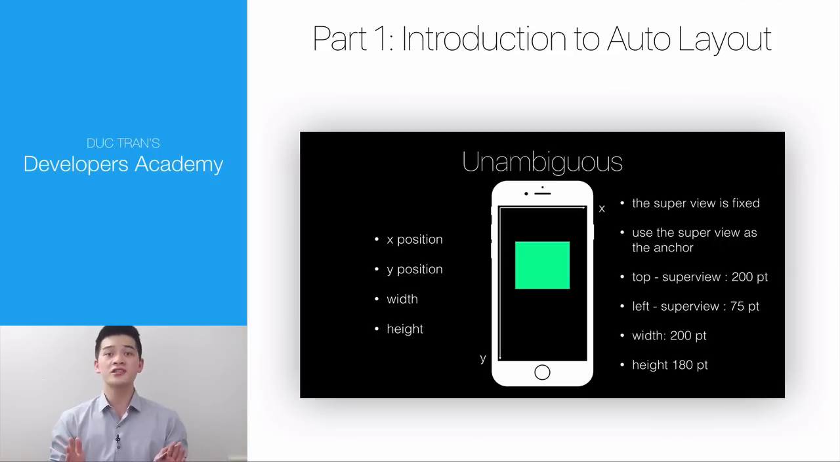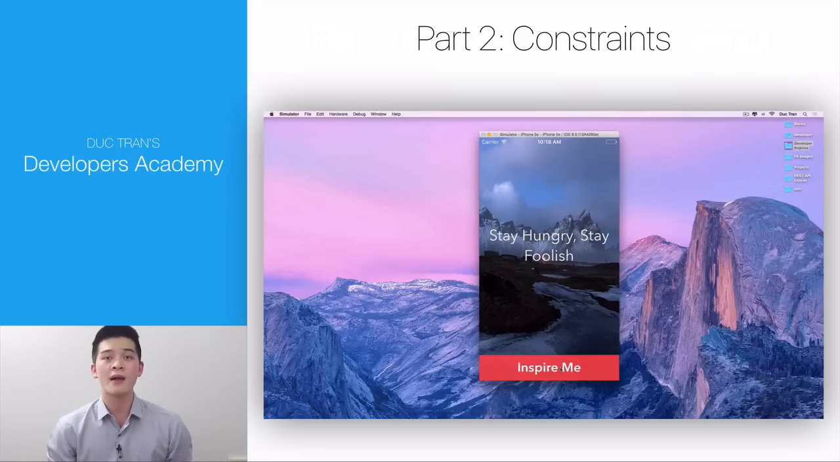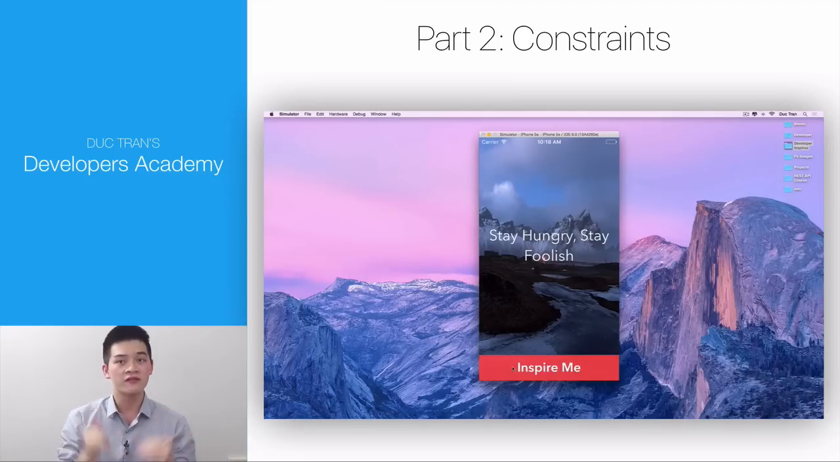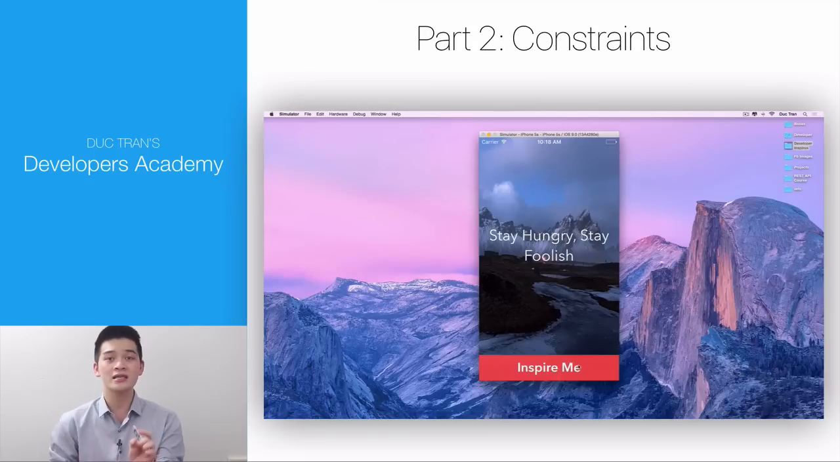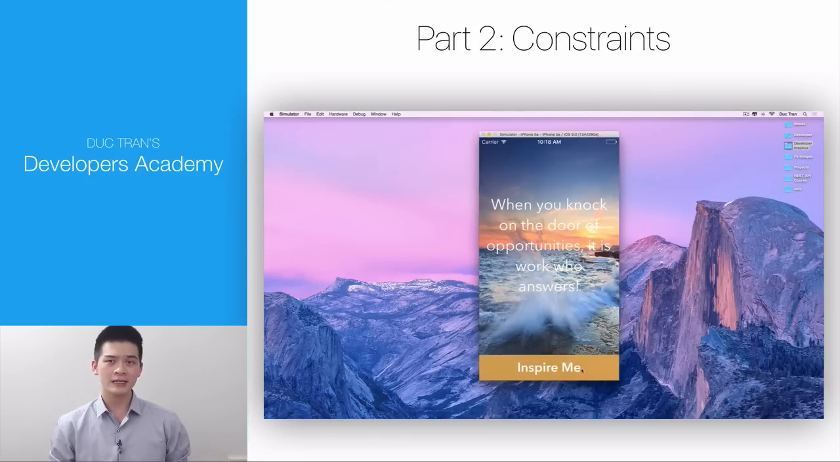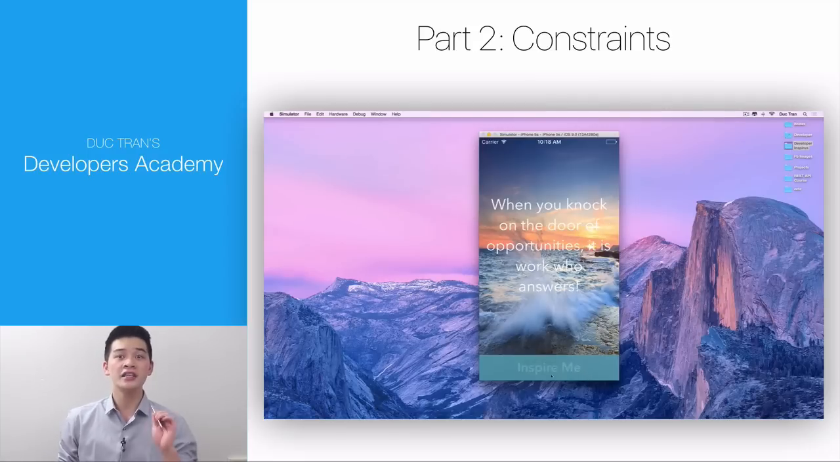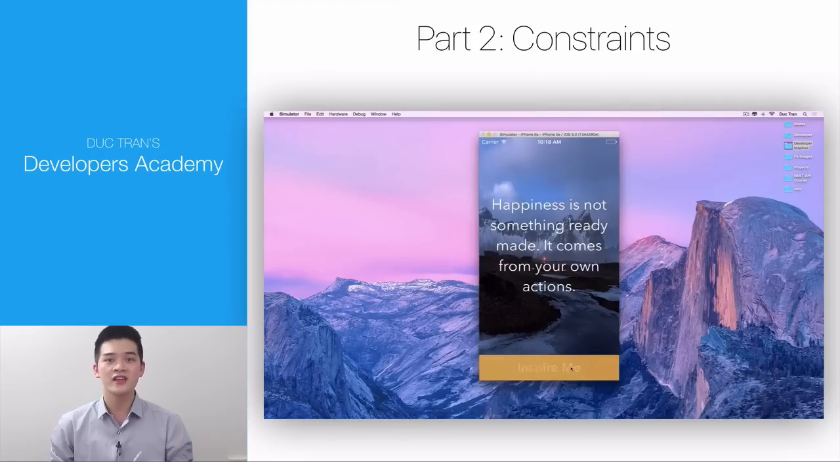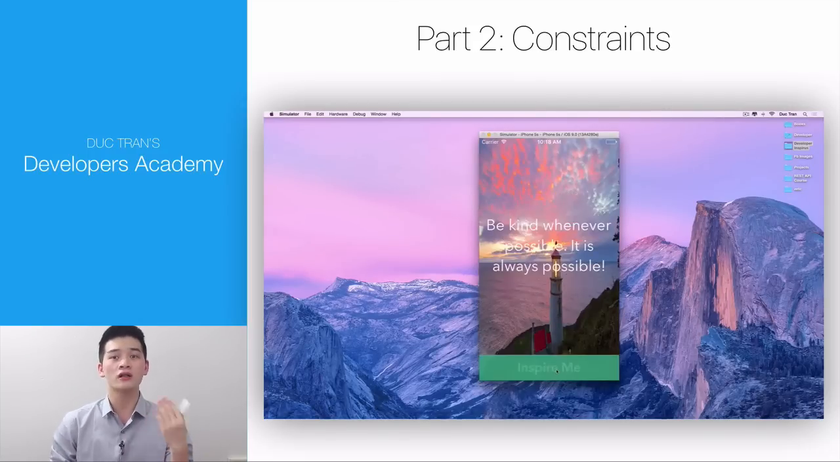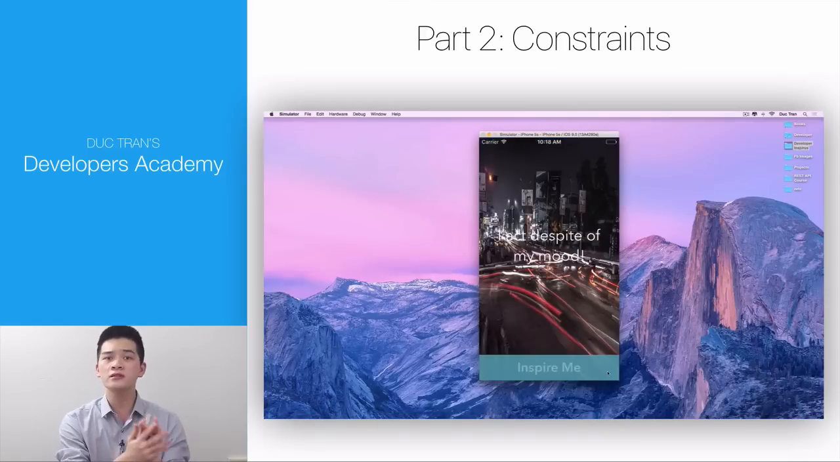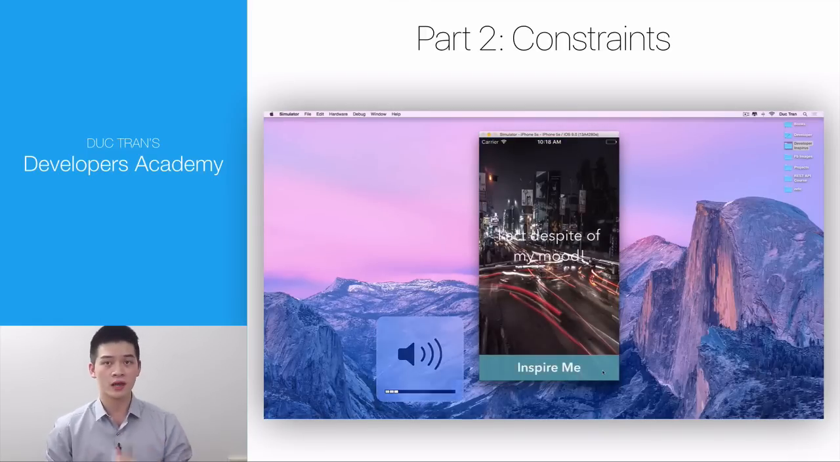In part two of this course, we will learn everything about constraints. If auto layout is a tool that allows us to specify relations between views, between controls in the view, then constraints are the lifeblood of that. Now, bear with me on this, because I know that a lot of you who are watching this video have already learned a lot about auto layout, but you still don't feel very confident with it, right? Bear with me on this, okay?